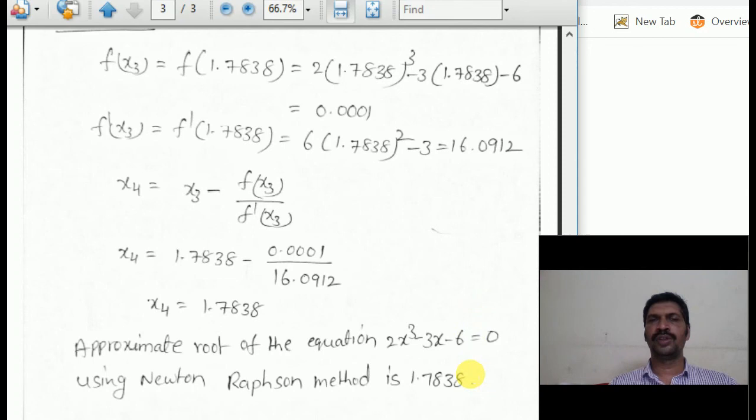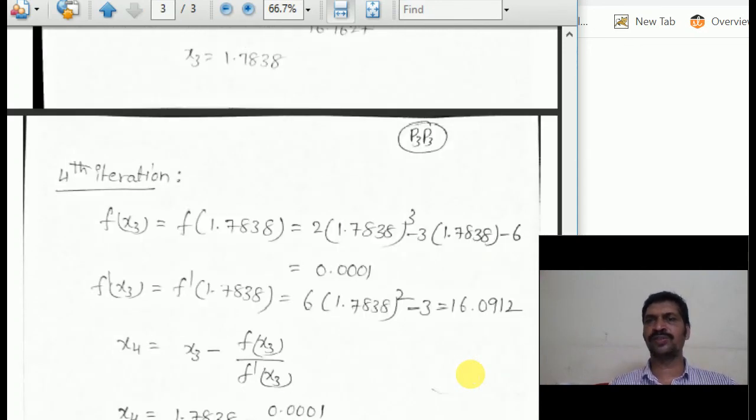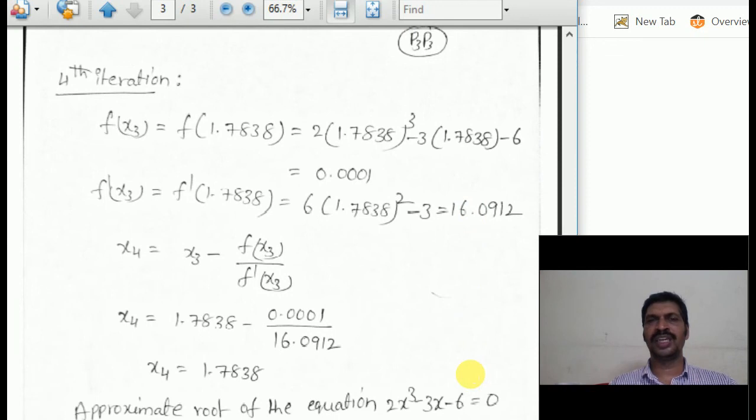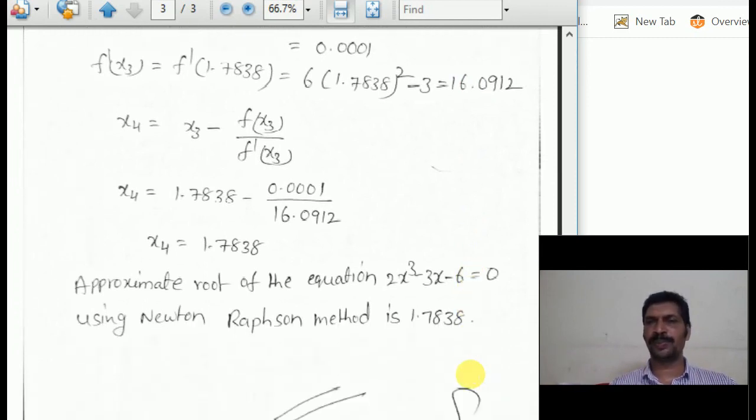Therefore, this iteration process is repeated until two successive values are equal up to the 4 decimal places. Here x3 equal to 1.7838, x4 equal to 1.7838. So we will stop the process. The solution to this problem is 1.7838. Therefore, the approximate root of the equation 2x cube minus 3x minus 6 equal to 0 using Newton-Raphson method is 1.7838.